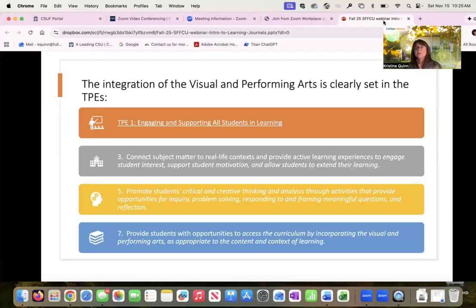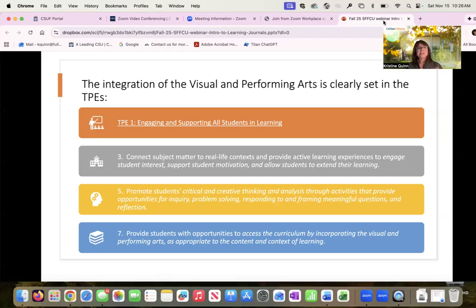I said that this process is standards based, and for me, as a trainer of teachers, it is also standards based. And our standards are the teaching performance expectations. This aligns with the visual and performing arts in the TPEs in multiple ways. So here's an example of where this activity supports what is required by the state.